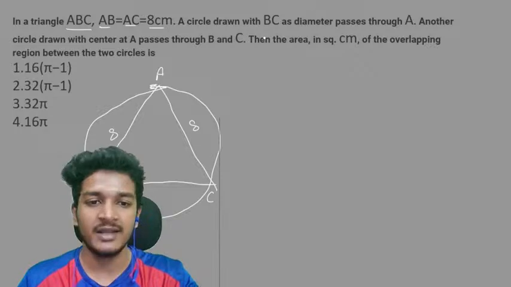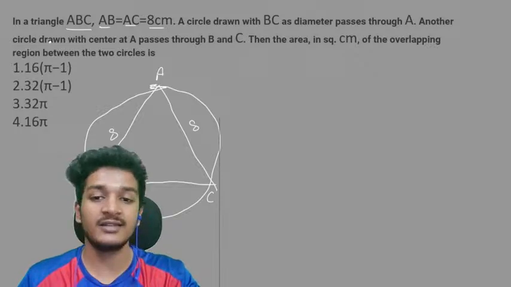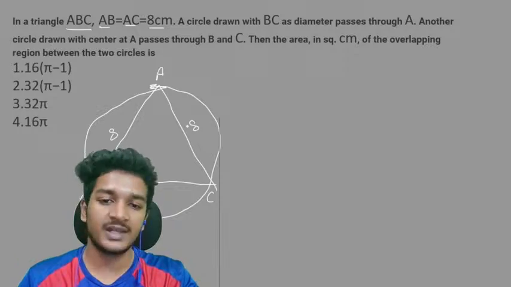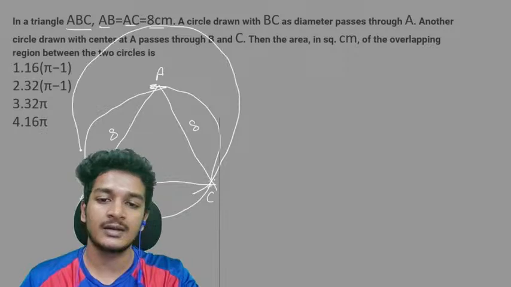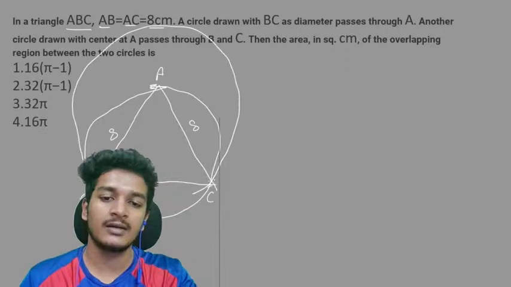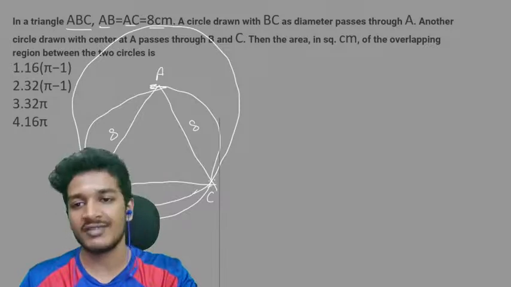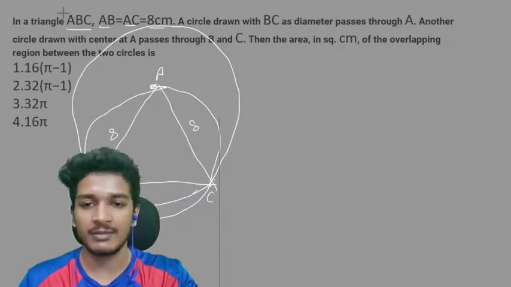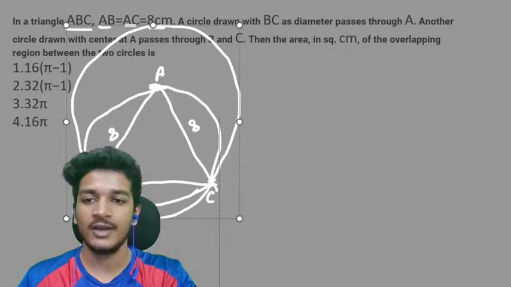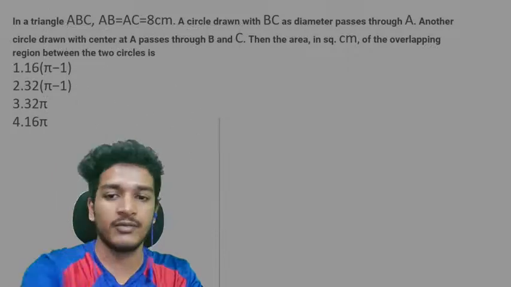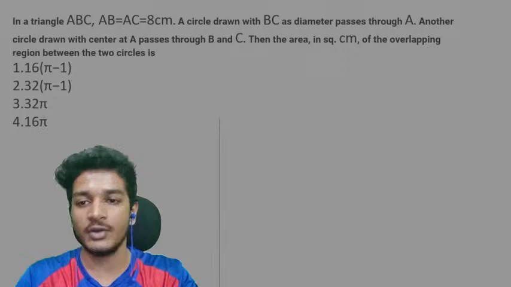Okay, then it says that another circle is drawn with center A which passes through B and C. So it says that there's a circle where the center is A and it passes through both B and C. So something like this. Now this looks like a very hazy, very uneven type diagram. What will the best way be to draw a figure like this? It would be if you were to rotate this by 90 degrees.